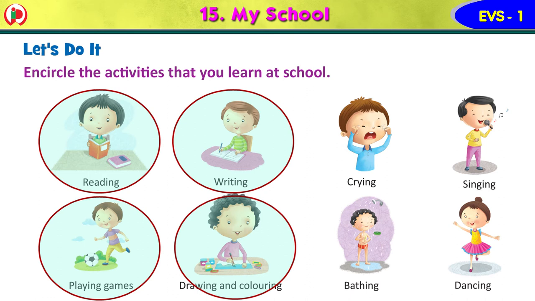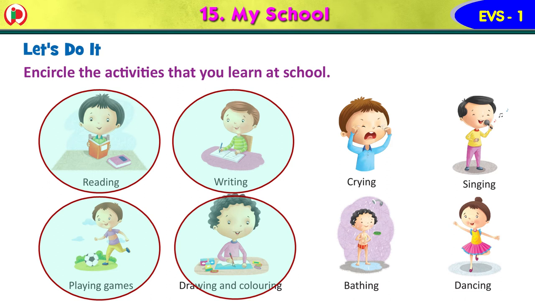Okay. Now sixth image. Can you see that image? What is the image given there? A child is bathing. So bathing is not an activity at school. We bathe at home in the bathroom. Then we dress neatly and we go to school. So bathing is an activity which does not happen at school. So we should not circle that.